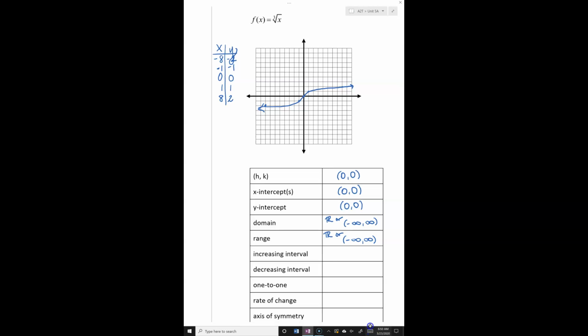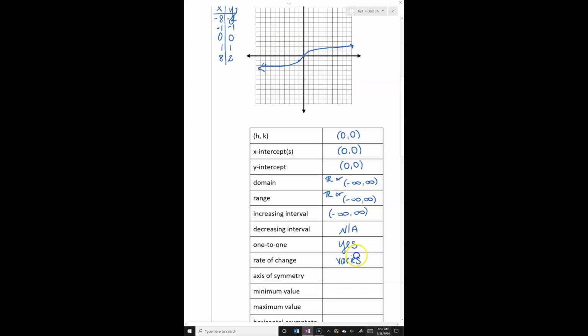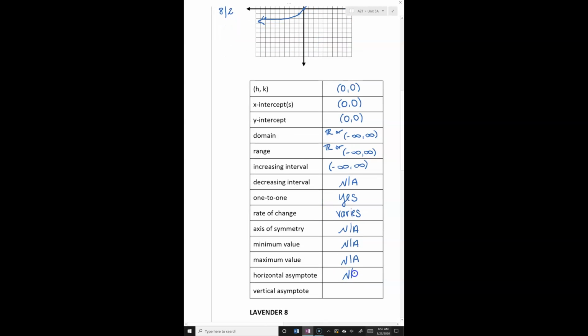This one is increasing. What that means is as x goes from -infinity to +infinity, our y values are getting bigger. Okay, it's not decreasing. It is 1 to 1 because for every x, there is one and only one corresponding y value. And then for every y, there is one and only one corresponding x value. The rate of change varies. You'll learn how to do that later in pre-calc honors. There isn't an axis of symmetry. We don't have maximum and minimum values because the domain and ranges go off to infinity. And there aren't asymptotes.